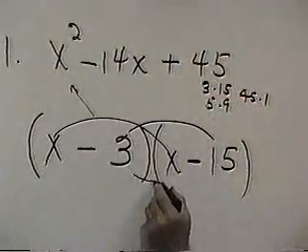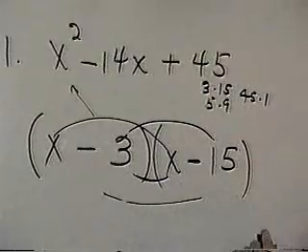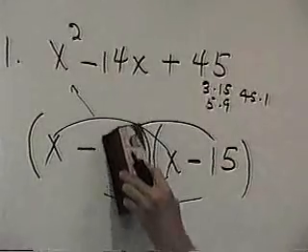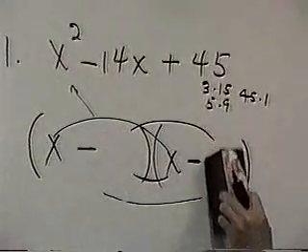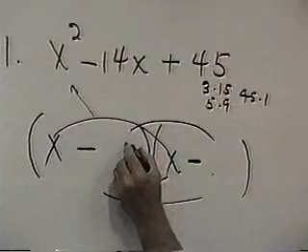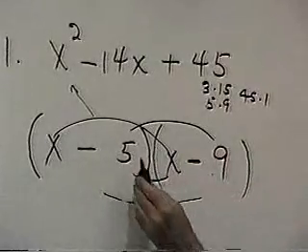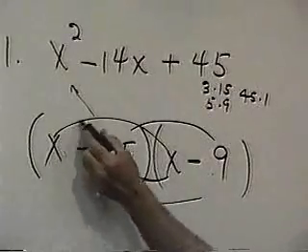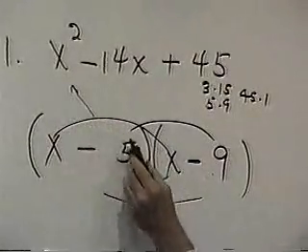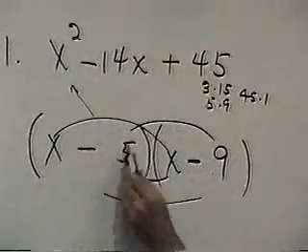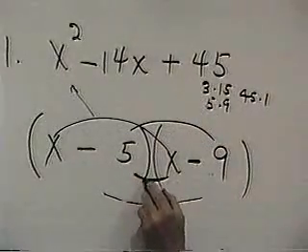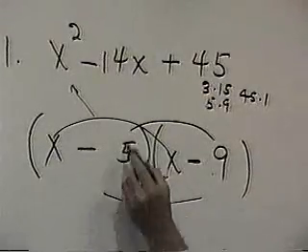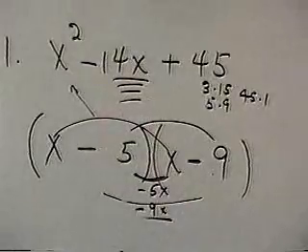Now, what is the middle inside added to the outside? That adds up to minus 18. So that's not the one. So let's go back and try then the 5 and the 9. It doesn't make a difference whether you put the 9 over there or the 5 over here, just as long as the first times the first is equal to that, last times the last, minus times the minus is a plus, and the inside plus the outside adds up to this, and it does.